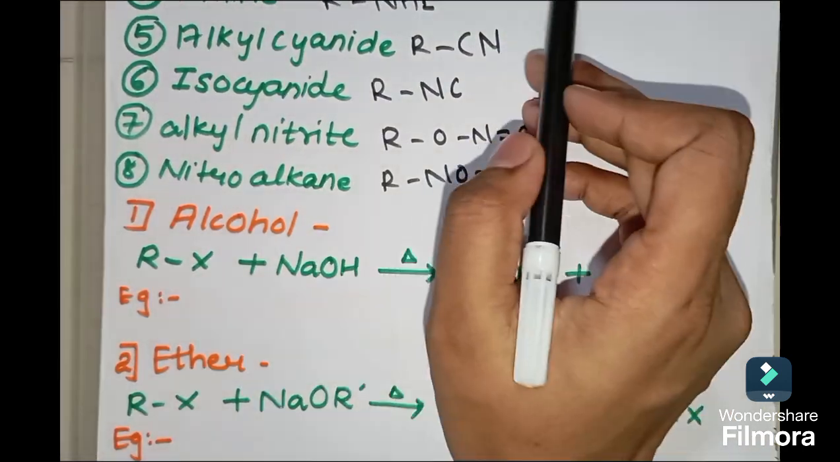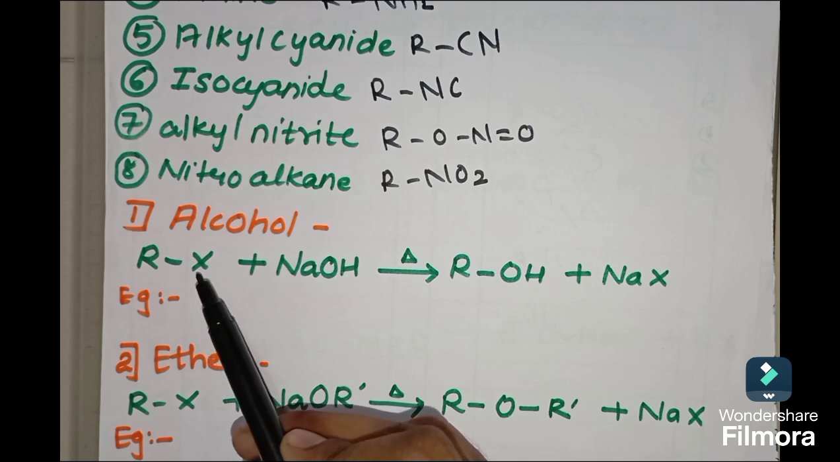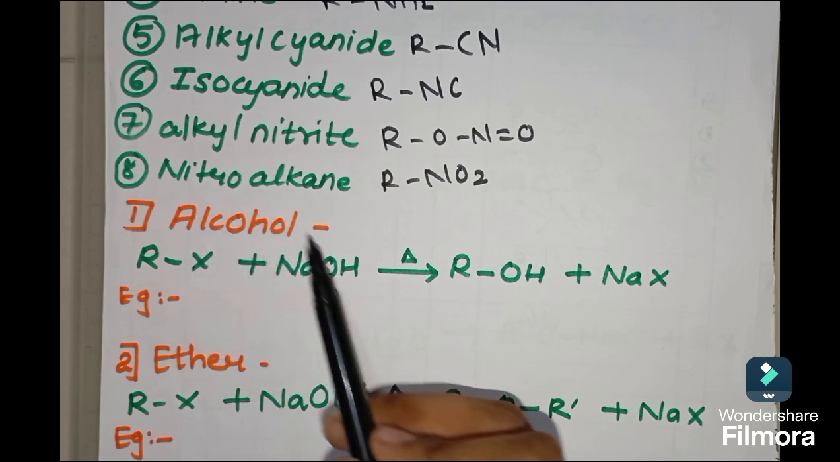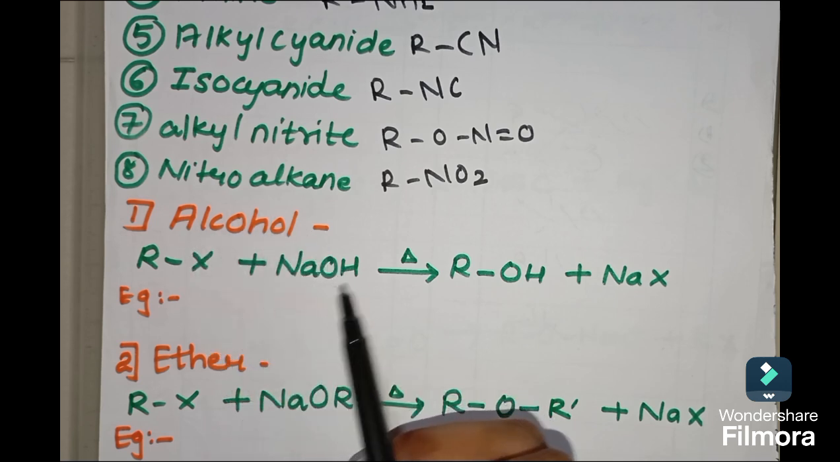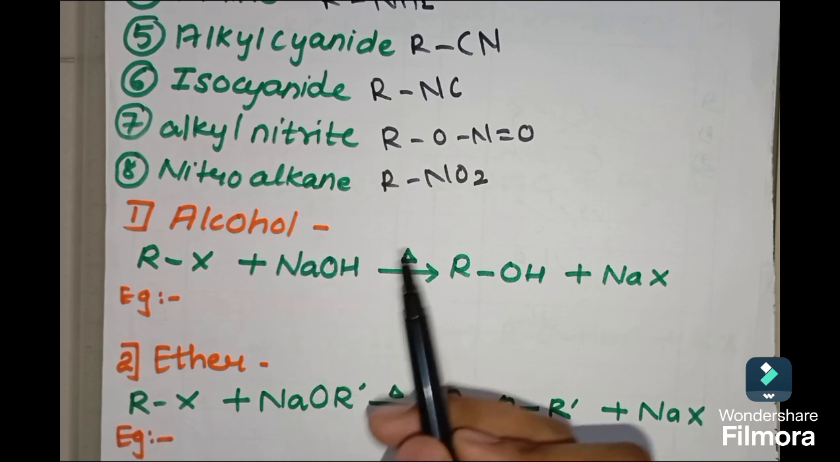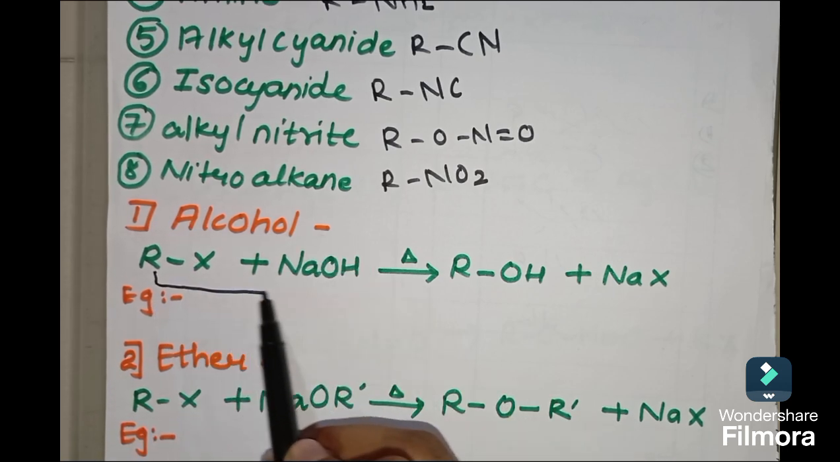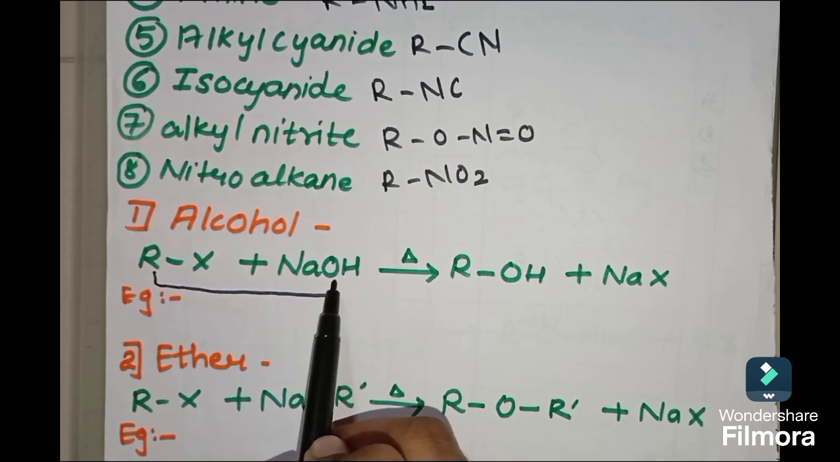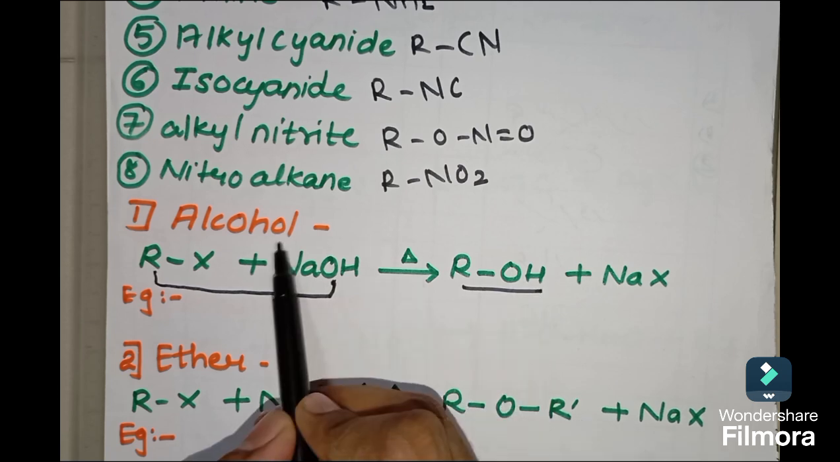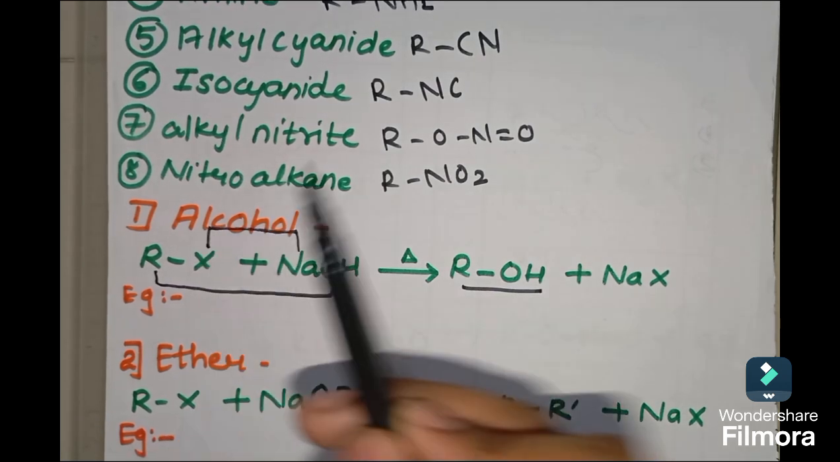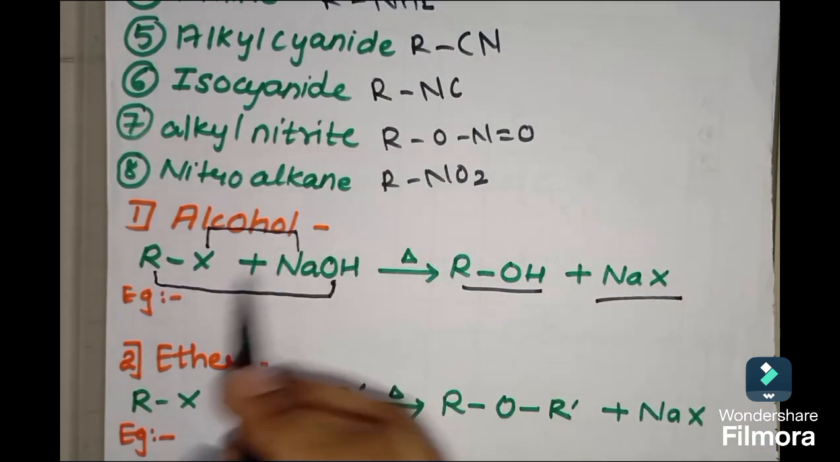For that we will take alkyl halide, that is haloalkane, and we will react it with sodium hydroxide and heat it. So this R will combine with the hydroxy group OH, we will get ROH, and the remaining part, NaX, sodium halide, will be formed as a byproduct.